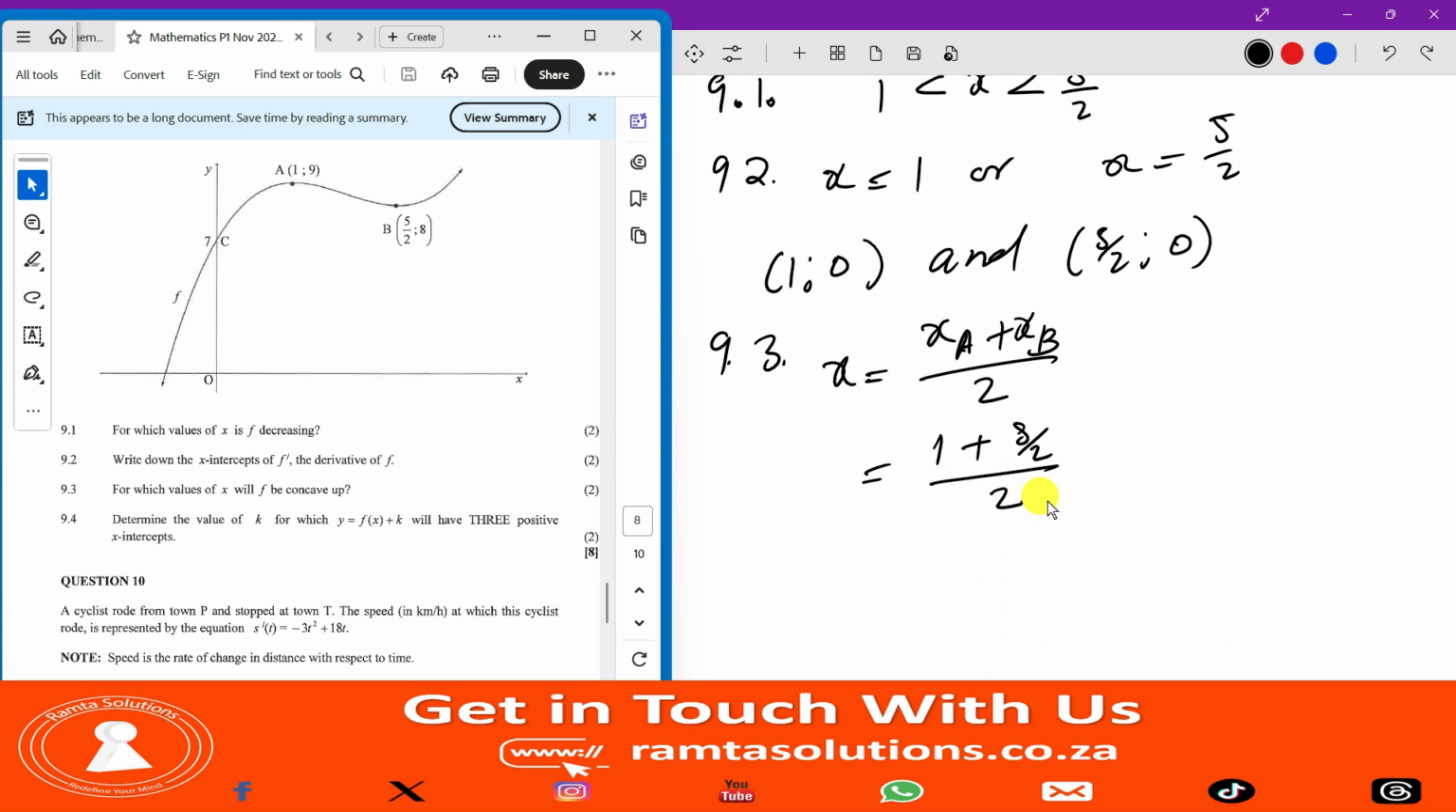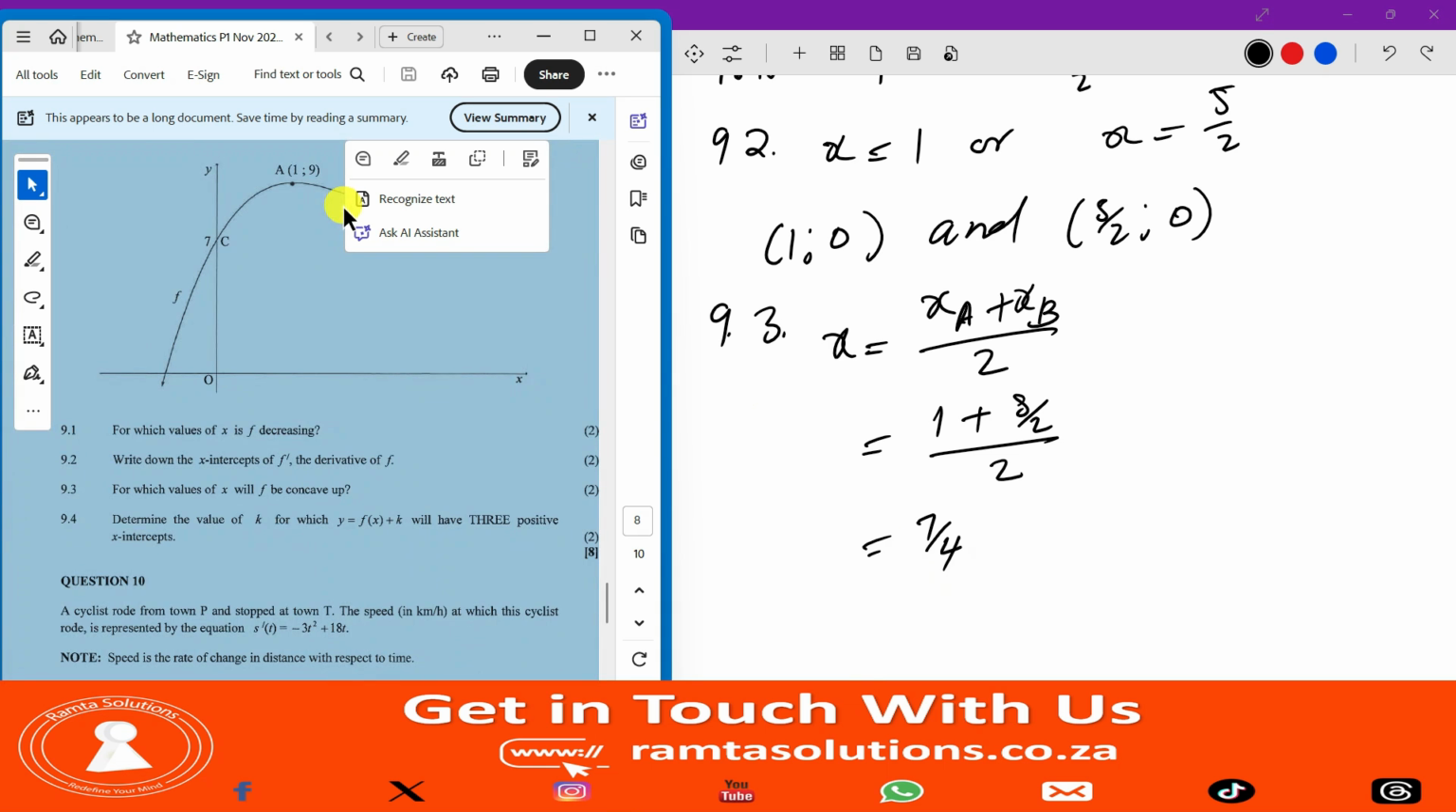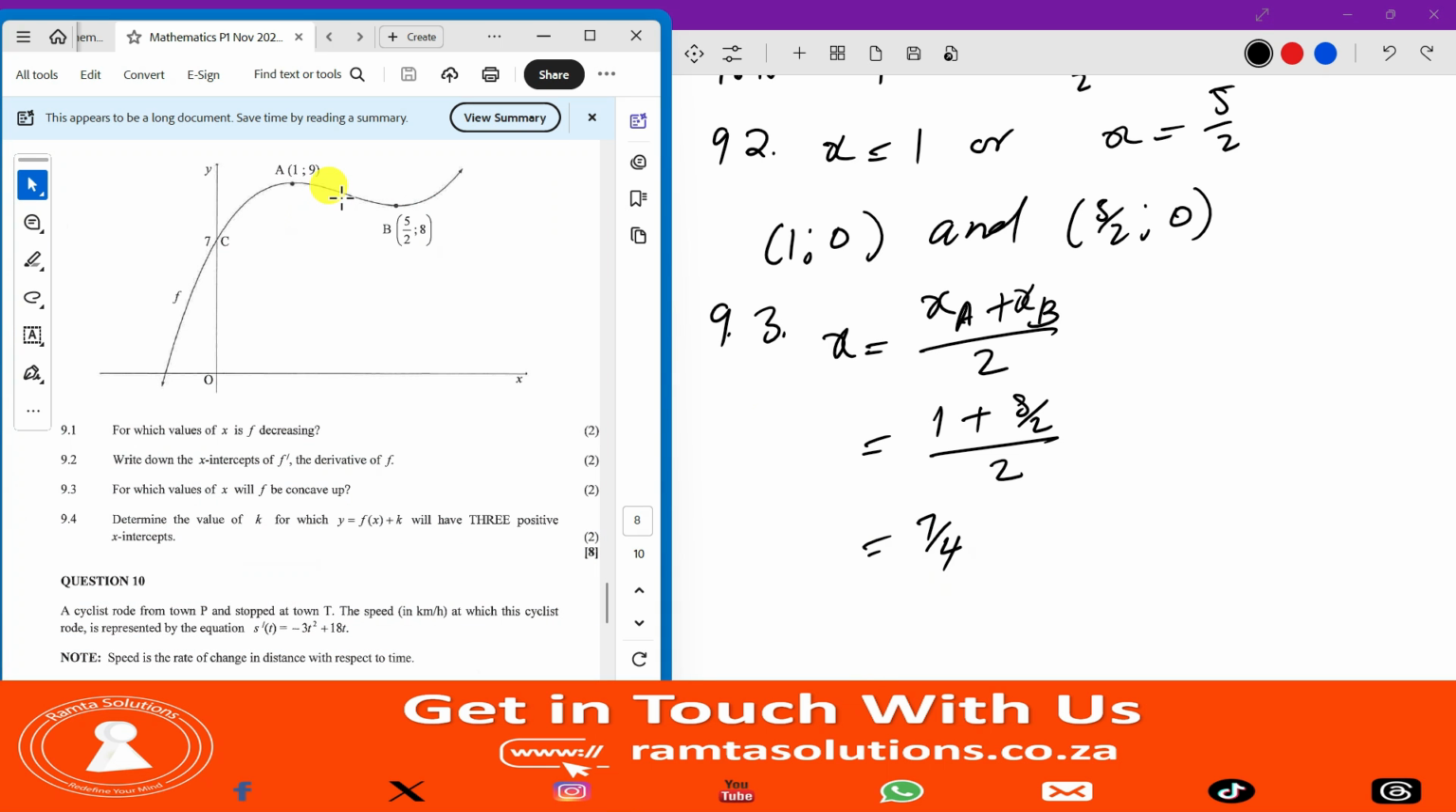Is it so? Yes, it is. So what is this? When you look at this, it is 6 over 2, which is 3. What is our answer? 6 over, okay, 7 over 4. Is it? Oh, it's 7 over 2. So this is 7 over 4. Now, this point here, the point of inflection, is 7 over 4.